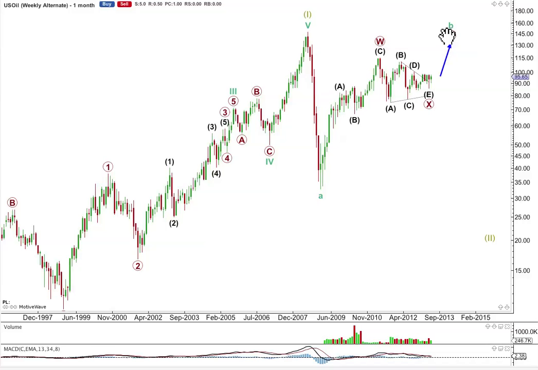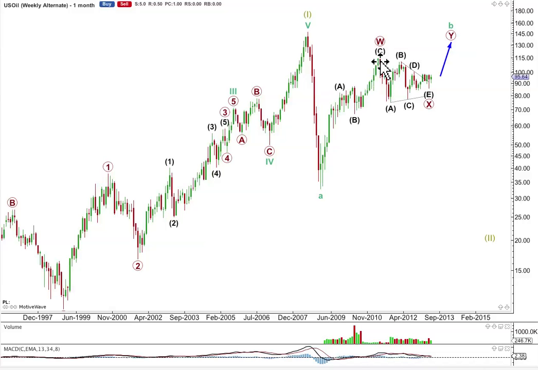The other possibility is if we have cycle wave B incomplete, that we have a WXY, but this has a pretty low probability. It's a bit unusual to see a triangle in an X-wave position, more commonly B waves or fourth waves. A little bit less usual to see it in an X-wave position, but entirely possible.